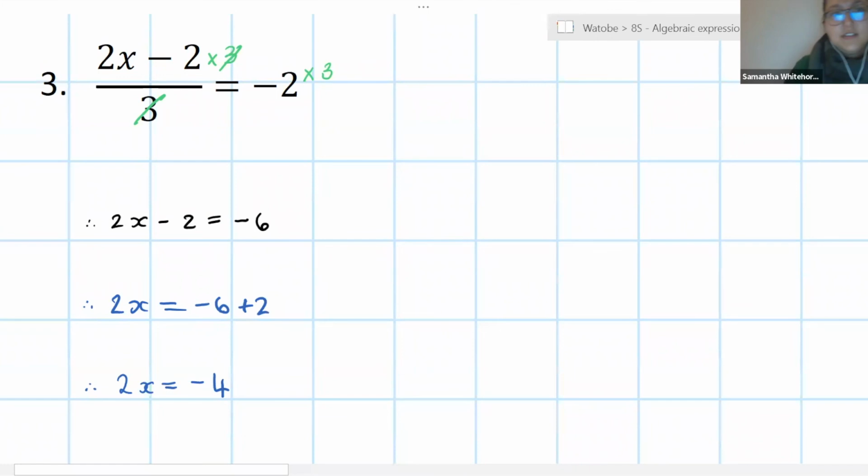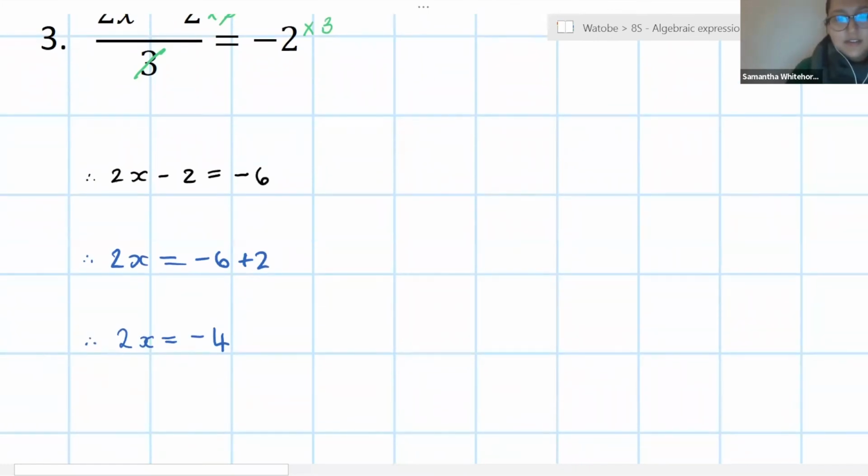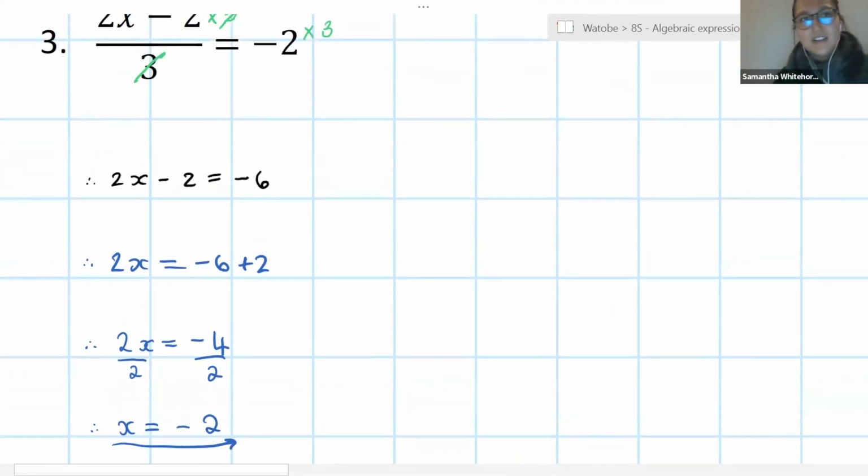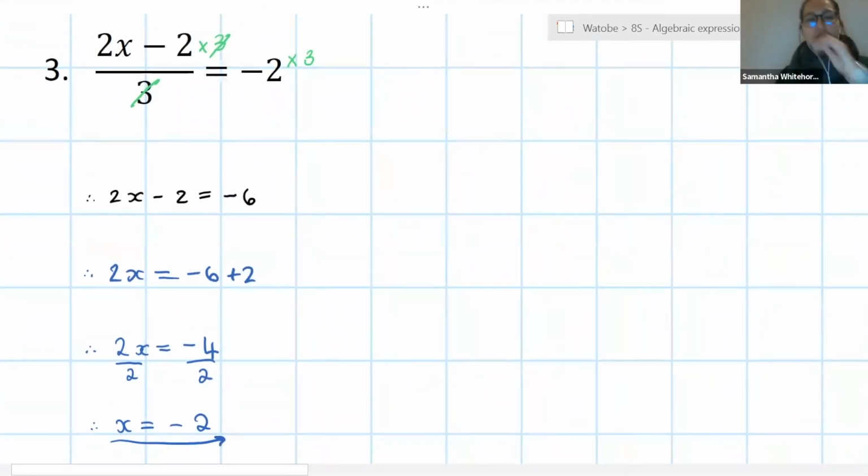Good. Then I divided 2x with 2 and negative 4 with 2. And that's how I got x is equal to negative 2. Awesome, well done. Fantastic. Great, guys. So exactly.